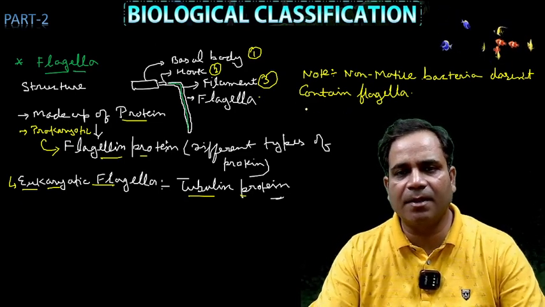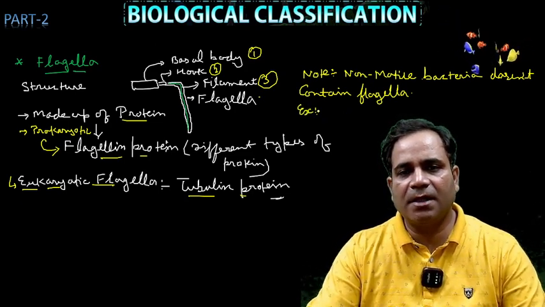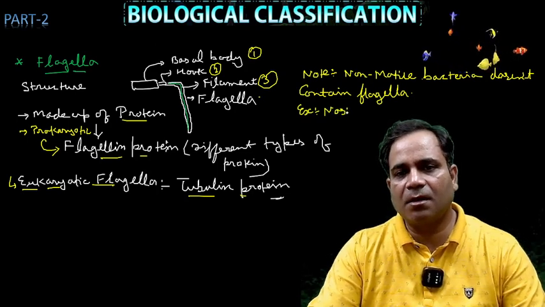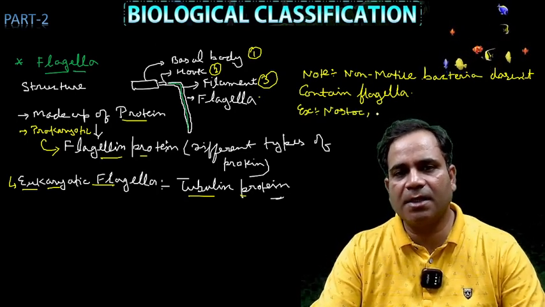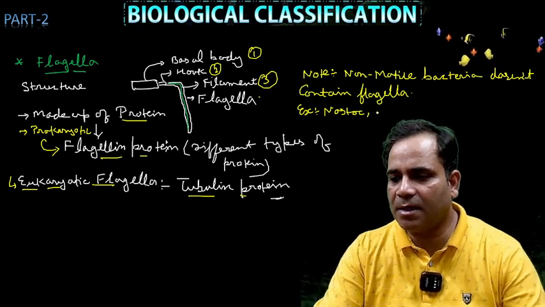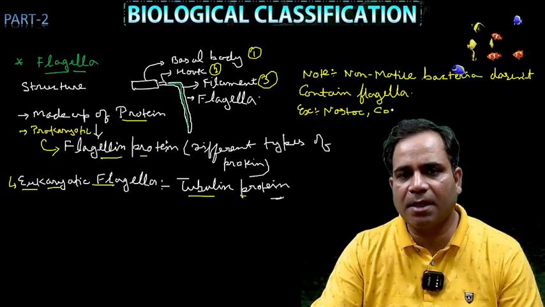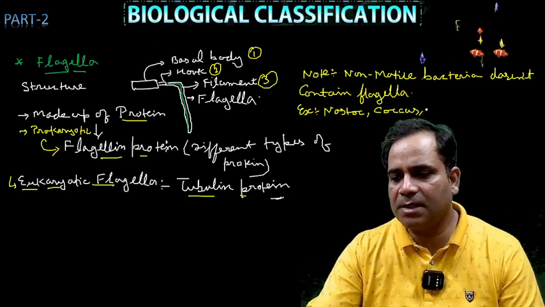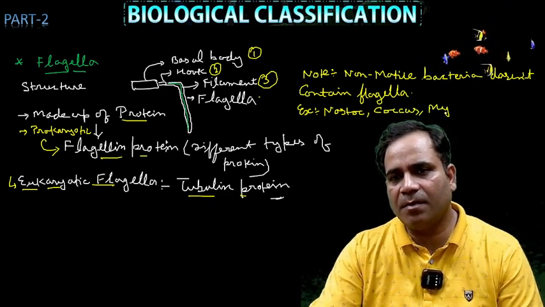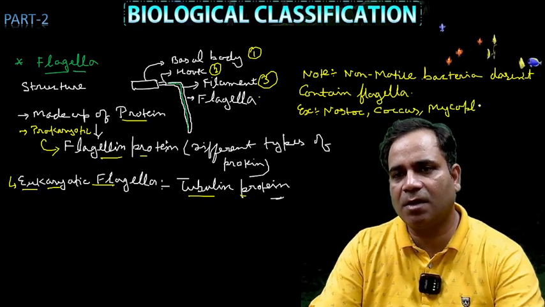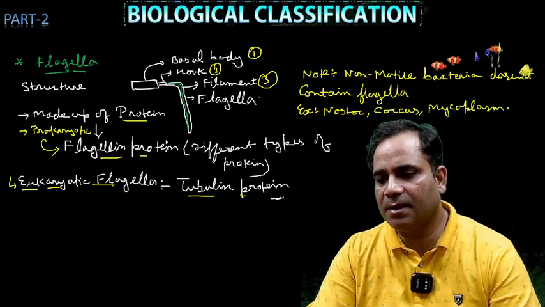Here are some examples also. Which examples? Nostoc. Nostoc, you say. Anabaena you also write down. Nostoc, Anabaena, as well as Mycoplasma. They do not contain flagella. Clear?